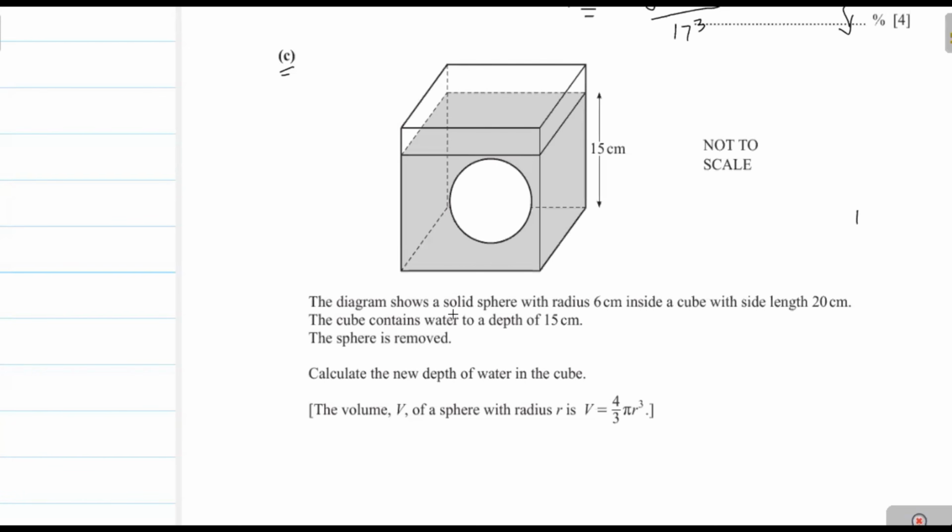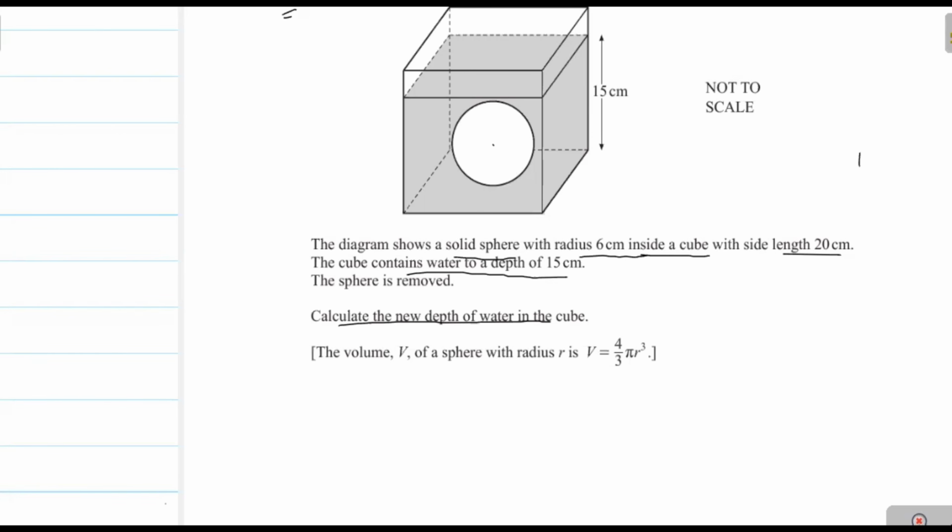Part C, the diagram shows a solid sphere with radius 6 centimeter inside a cube with side length 20 centimeter. The cube contains water to a depth of 15 centimeter. Calculate the new depth of water in the cube. Look here, the radius of this sphere is 6 centimeter. Length of cuboid is 20. Therefore, this length is 20, width is 20, and the height of water is 15 centimeter.